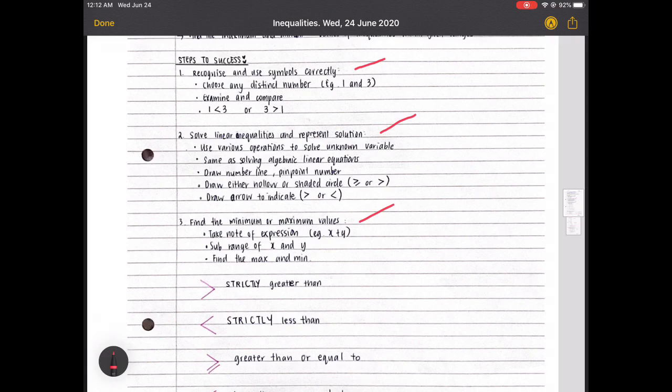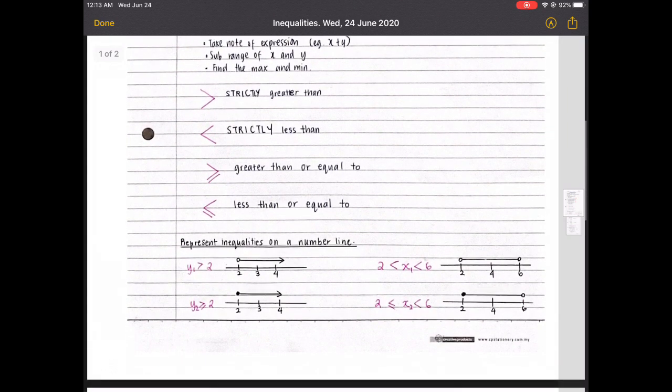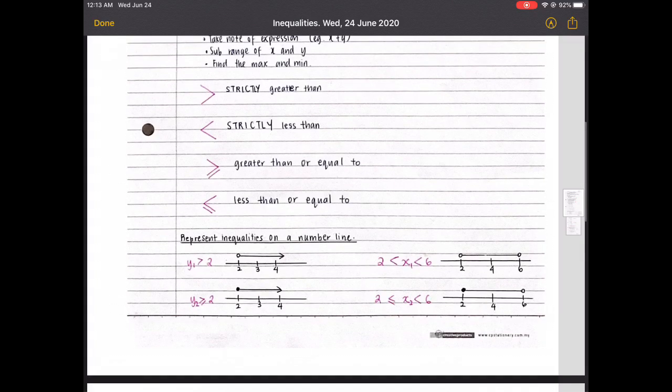Okay, I'm not going to go through the mini bullet points on the steps to success because I think it will be easier for you to go through the notes first, then only go back to the steps to success. Okay, let's look at our symbols. We have these symbols here. The first symbol means strictly greater than. Secondly, strictly less than, and then we have greater than or equal to, and less than or equal to.